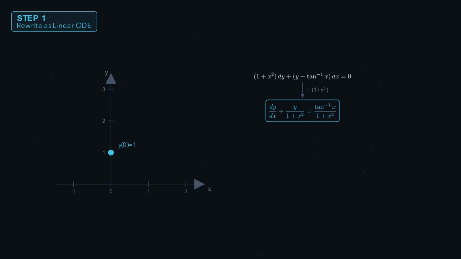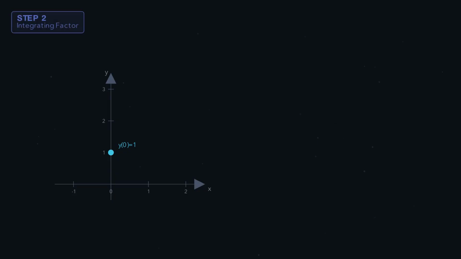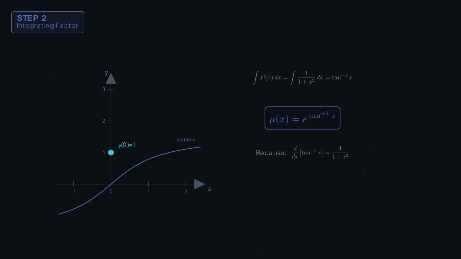Rearranging the equation, we get dy over dx plus y over 1 plus x squared equals arctangent x over 1 plus x squared. This is the standard linear form because the coefficient of y, which is 1 over 1 plus x squared, integrates cleanly to arctangent x. The integrating factor is e to the arctangent x.